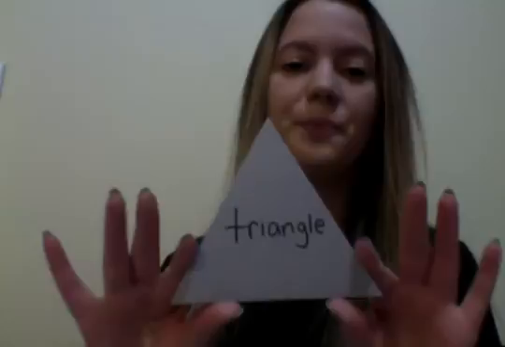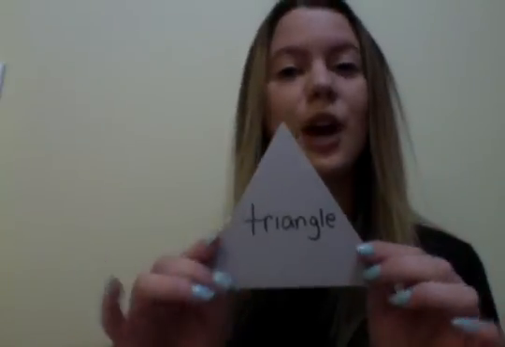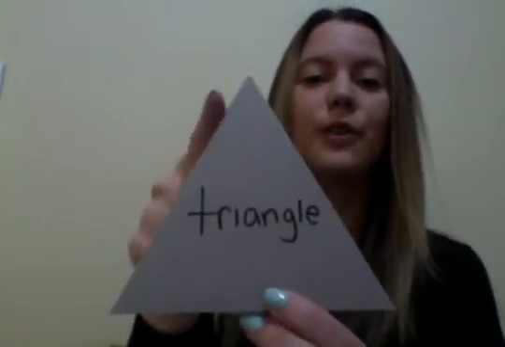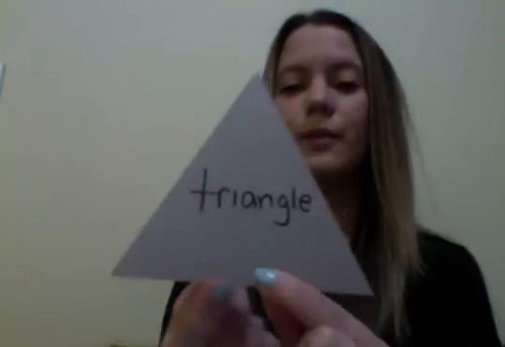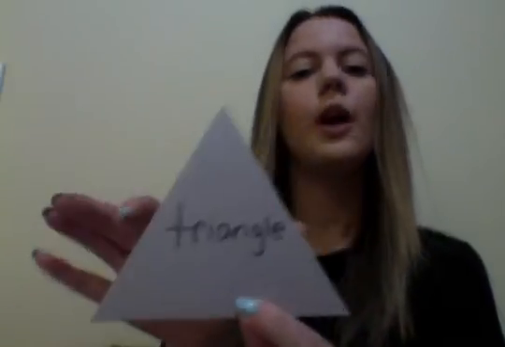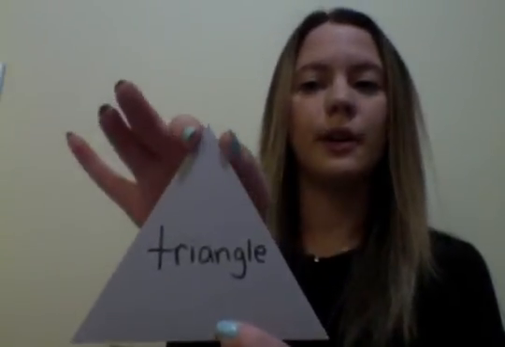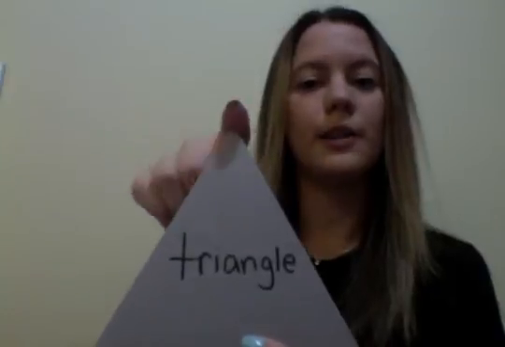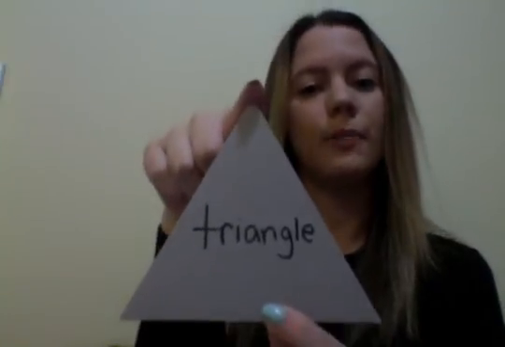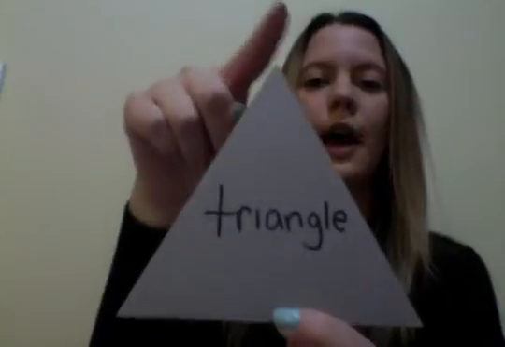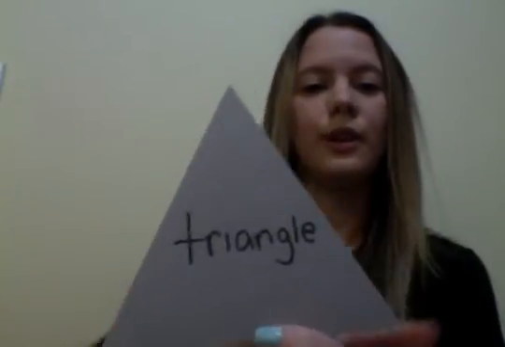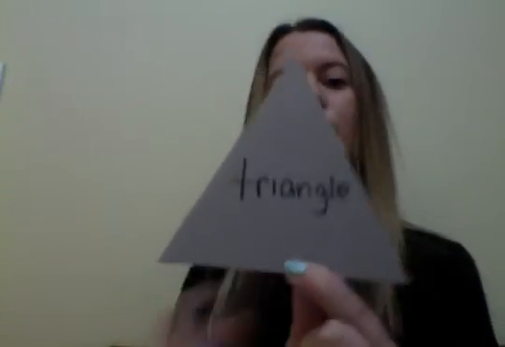Does anybody know what this shape is? This shape is a triangle. It has 3 sides. 1, 2, 3. When 2 sides come together and go to a point at the top, it is called a corner. So my triangle over here has 1, 2, 3 corners. So the triangle has 3 sides and 3 corners.